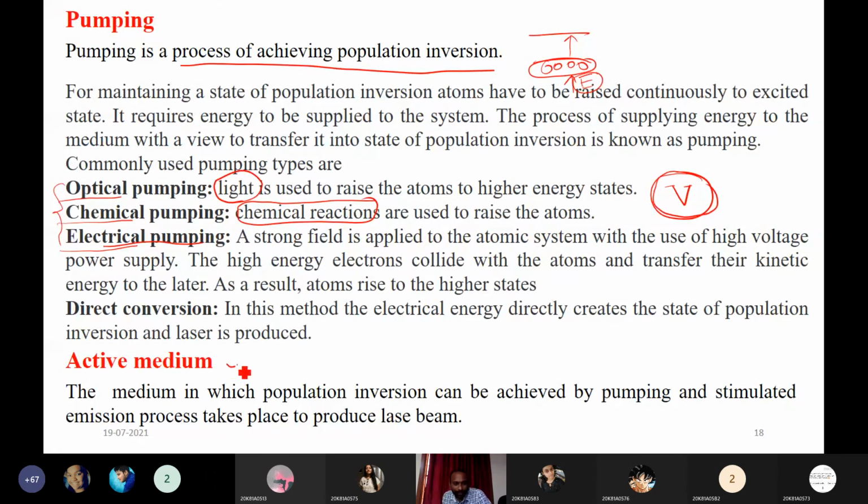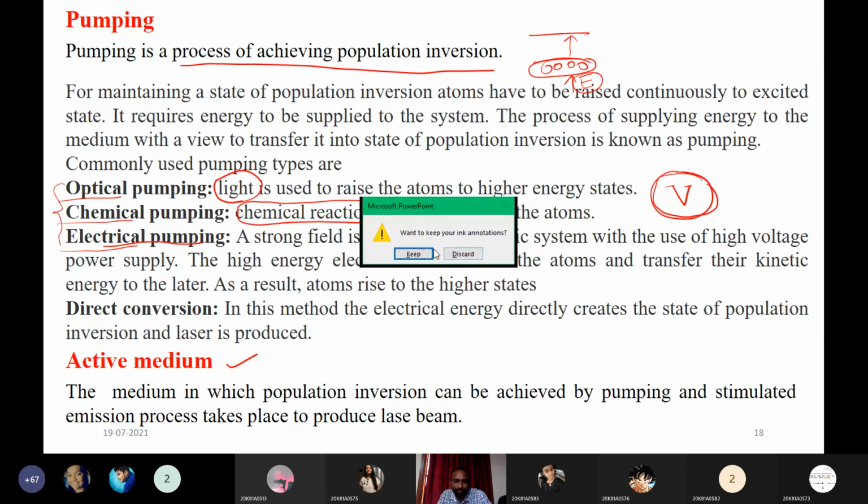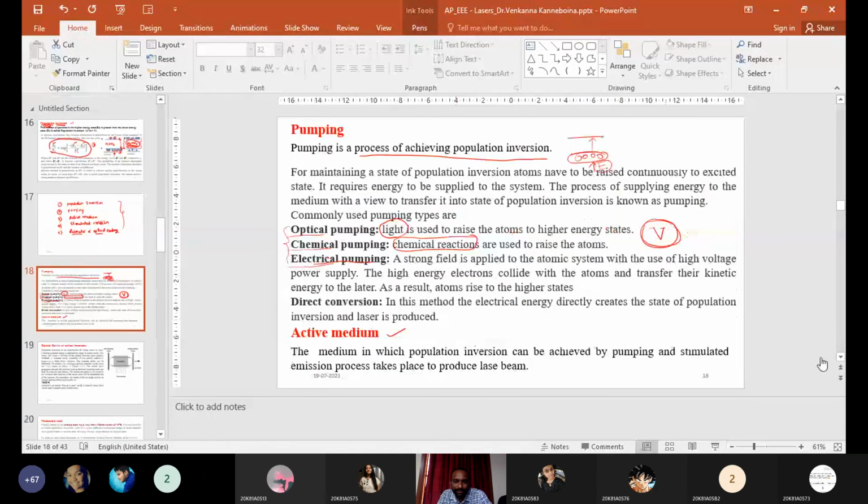And last one, active medium. Active medium means there should be a material or medium in which we can create the population inversion, or lasing action, or laser beam. So you need some material to create population inversion. In all materials we cannot create population inversion, only some materials are active to send atoms from the ground state to the excited state. That material we use as an active medium.